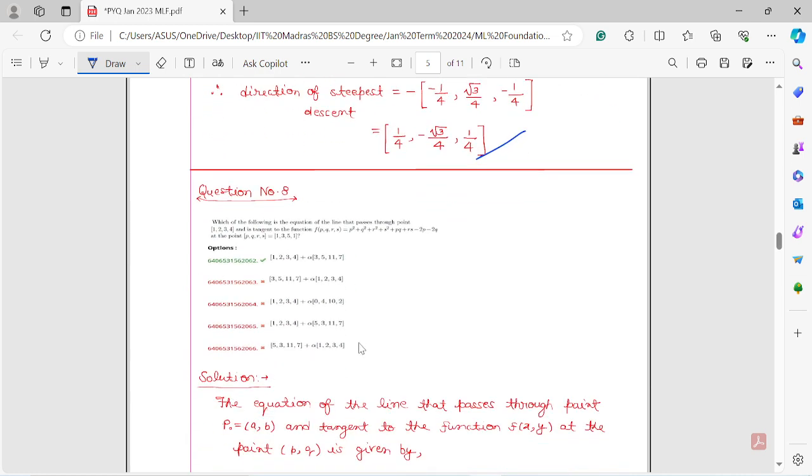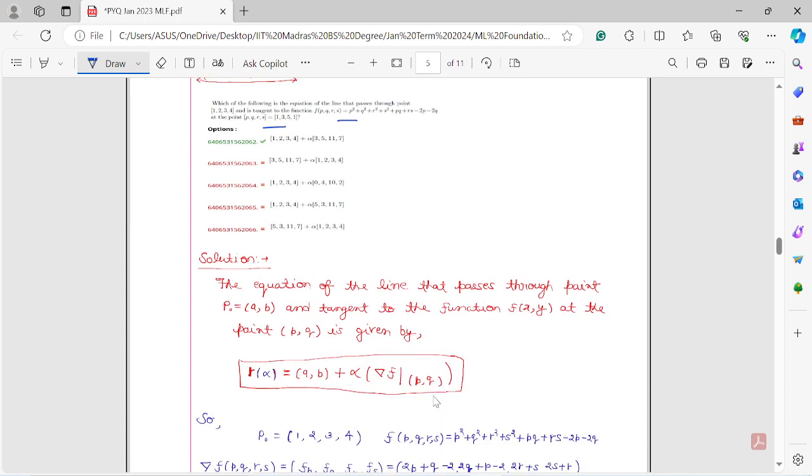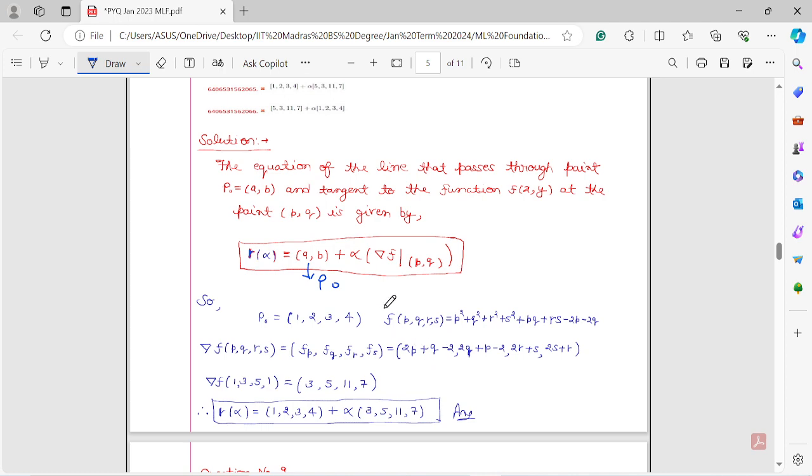Okay, so let us solve the 8th problem. Problem number 8: which of the following is the equation of the line that passes through this point and is tangent to the function at this point? The equation of the line that passes through the point p naught and is tangent to the function f(x, y) at the point is given by this parametric form of equation. We will find the gradient of f and substitute the value of this point, and extend this formula to 4 variables.